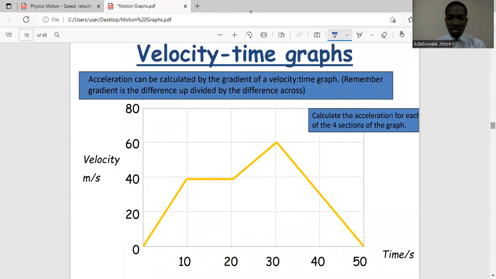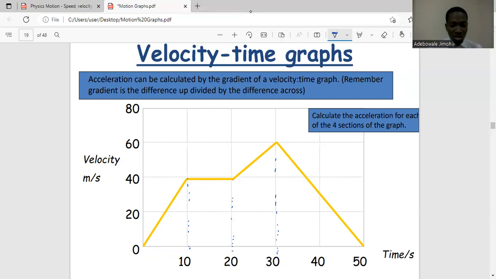Let's deal with some questions here. So here you have to calculate the acceleration for each of the 4 sections of the graph. There are 4 sections in this graph. This is the first one, which is the accelerating. This is the constant velocity. This part of it is constant velocity. Then the particle accelerated again up to 30 seconds before completely decelerating from 30 to 50 seconds. So you have to calculate acceleration for each of them.